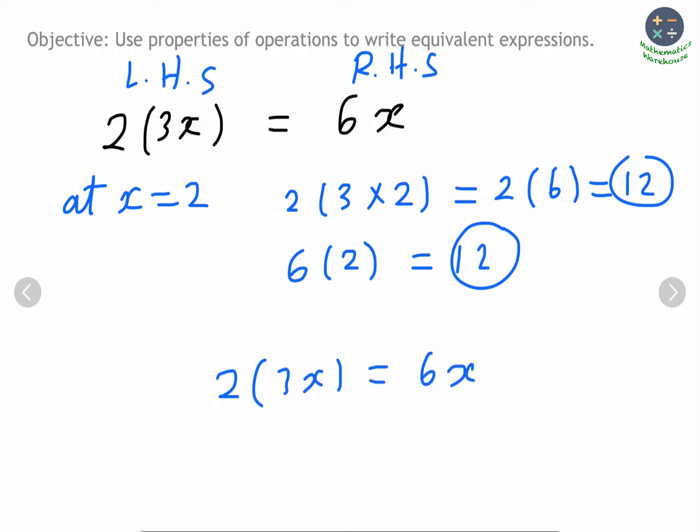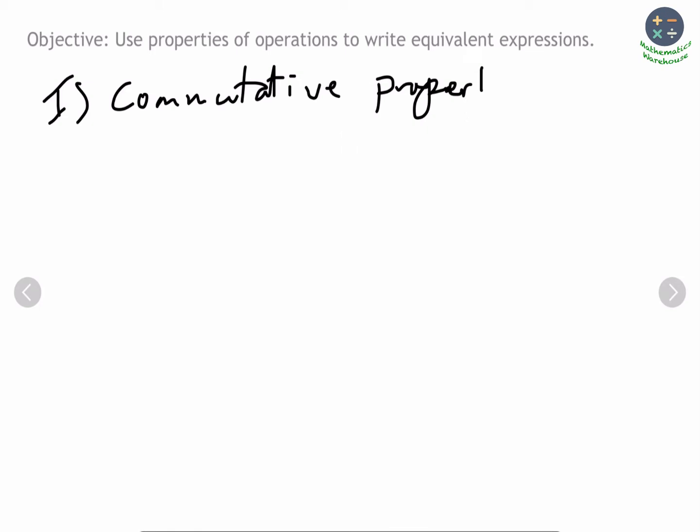Okay? Next, we need to know what properties of operations we're gonna use to write equivalent expressions. First property we have is the commutative property. What is the commutative property? All of us know that 1 plus 3 equals 4, and 3 plus 1 equals 4 as well. 2 times 3 equals 6, and 3 times 2 equals 6.